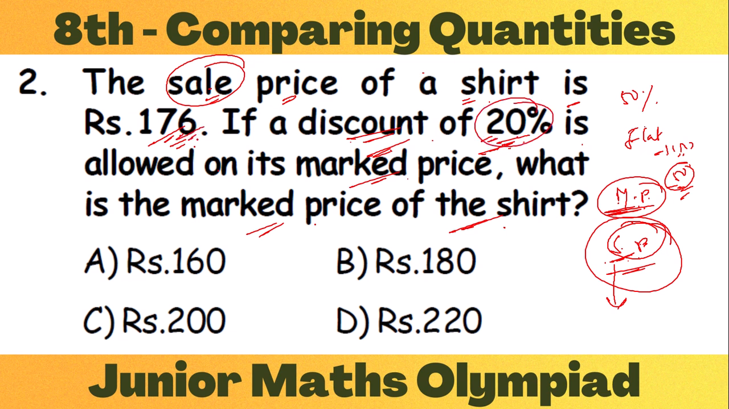How this 176 came means after allowing a discount of 20%, this selling price came. So this discount of 20% is considered on what price? Market price. It is allowed on market price. Then we have to find out what is the market price of the shirt.